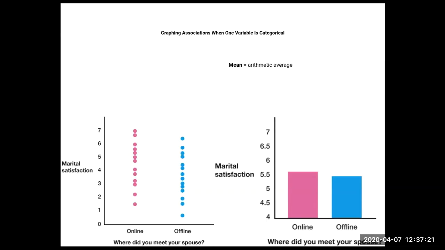of each of them. So we have 13 points for online, 14 points for offline. All we're doing is averaging those numbers together. You add up all their scores, divide by the number of people in each group, and that gives you the mean: 5.5 versus like 5.4 or 5.3. And what you can see is that there is no difference between the groups. People seem to be just as satisfied whether they met their spouse online or offline, according to this study.